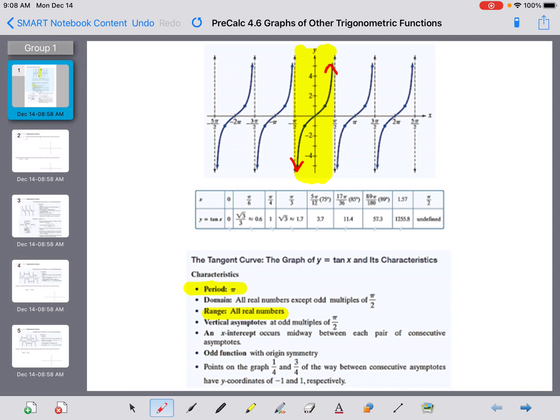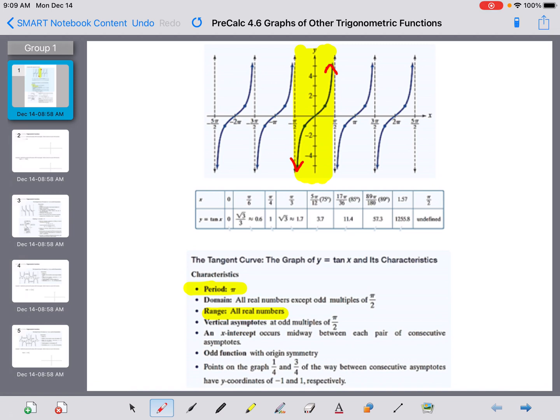And if you think about it, too, even your tangents, in some of them, sometimes you had radical 3, sometimes you had radical 3 over 3. Those values are larger than 1, right? But we never had a value larger than 1 on a sine or cosine. Vertical asymptotes are those odd multiples of pi over 2, and again, that's on the parent function. We could have that shift if we did any type of phase shift.